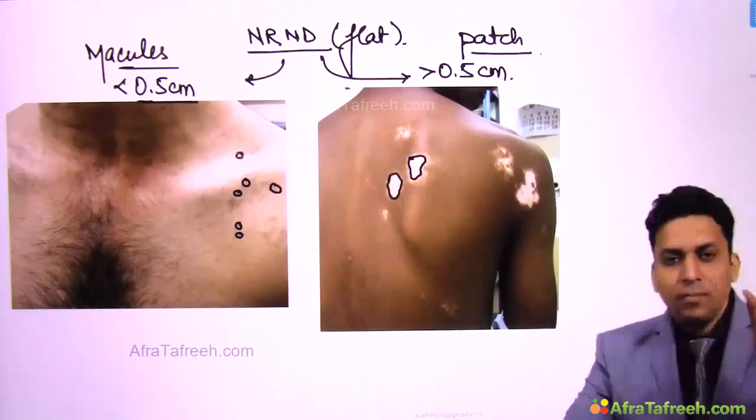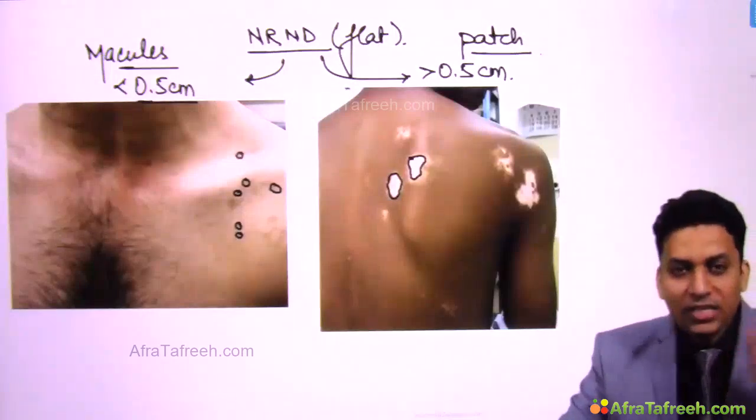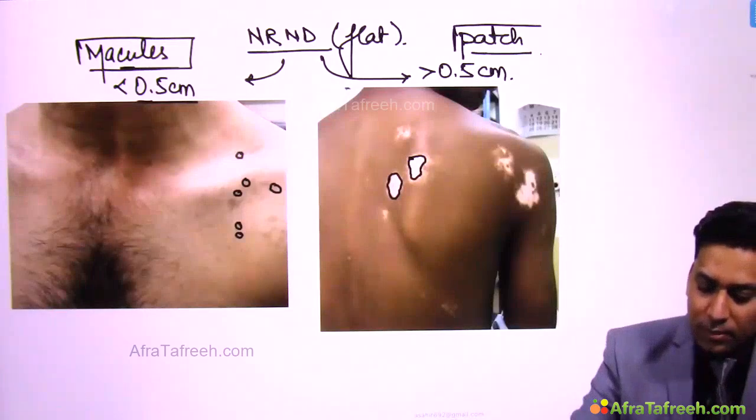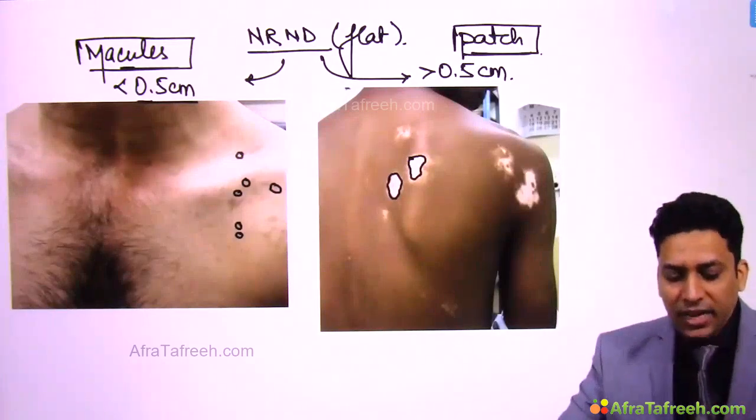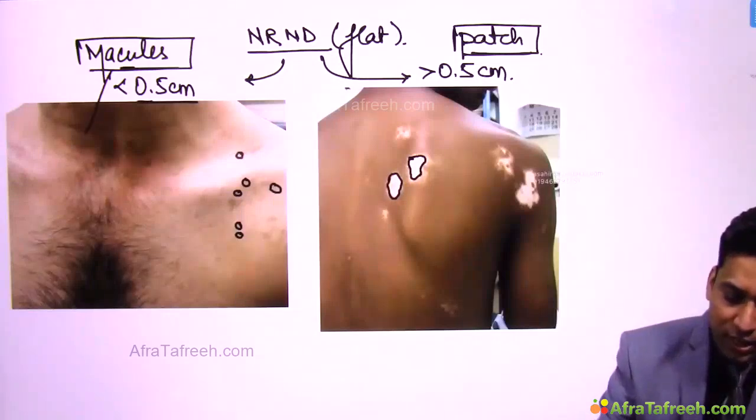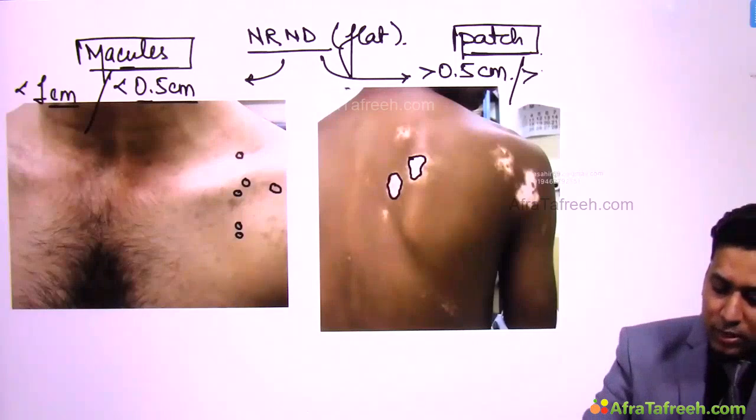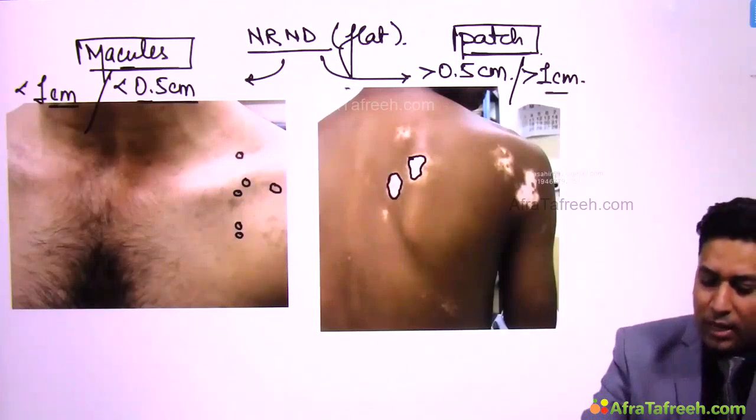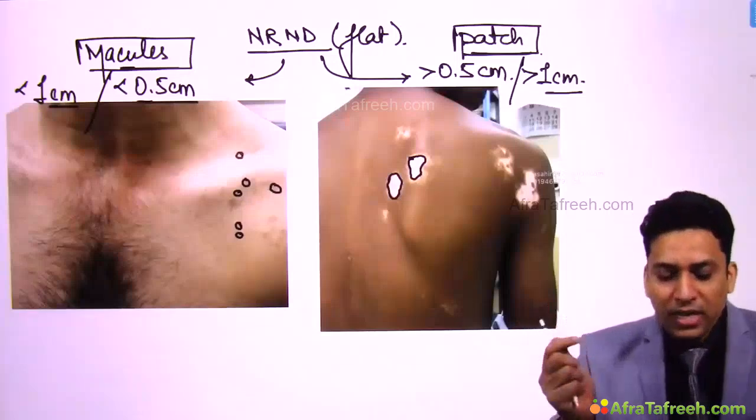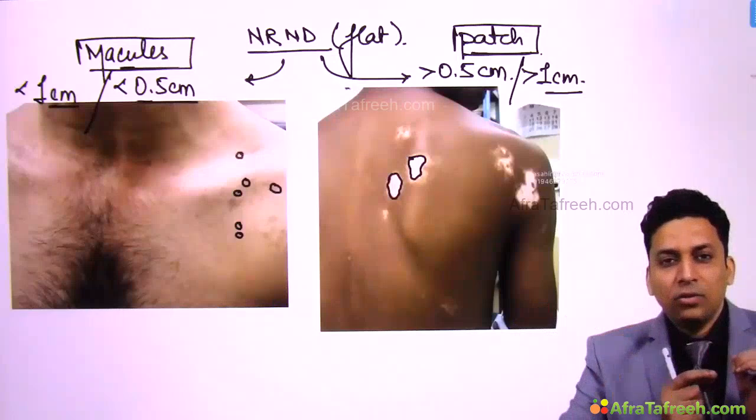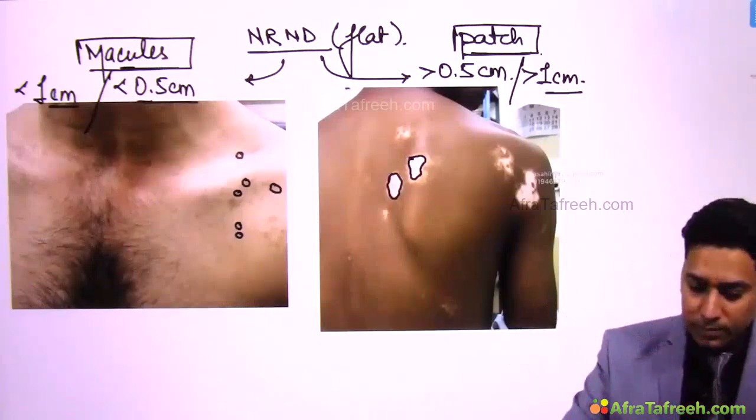So if you measure them, and if they are very small, less than 0.5 centimeter, you can label them as macules, and if they are large, you can label them as patch. Now in some books and guides you will find instead of 0.5 it is written less than 1 centimeter, and in patch it is written more than 1 centimeter. This difference is due to difference in American and European standards, but whatever it is, you just remember that if it is small it is a macule, if it is large it is patch.